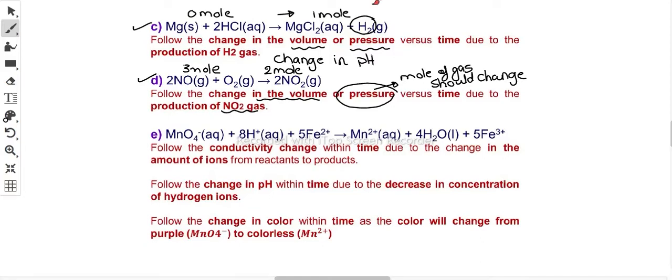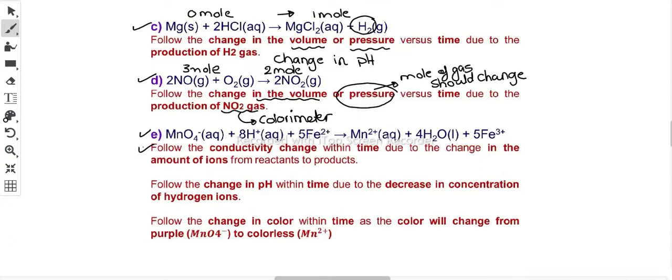Can you use the colorimeter in this example? Yes, I can. You can go through the colorimeter, which measures the change in color per unit of time. Now for MnO4 negative, 8H positive, 5Fe positive 2 forming manganese positive 2, four water molecules and the iron, I can of course follow the change in conductivity. You need to consider what happens to the amount of ions. There is a change in the amount of ions, so I can use the conductivity.